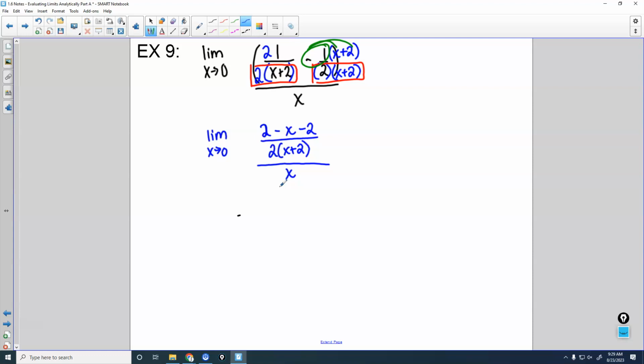What is going to happen up here in the numerator of the numerator? 2's cancel. So this 2 and this 2 cancel. And then I'm going to go ahead and put this x right here over 1. Maybe I'll put some extra parentheses. So I'm going to go ahead and do my flipping and multiplying now. I got limit as x approaches 0 of, make sure you keep that negative, negative x over 2 times x plus 2 times 1 over x.